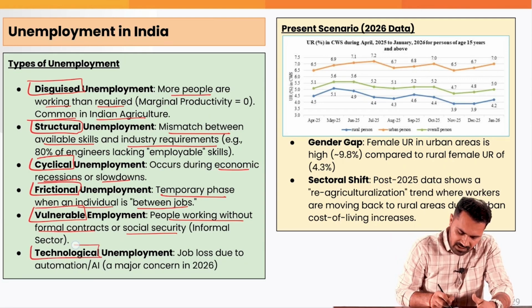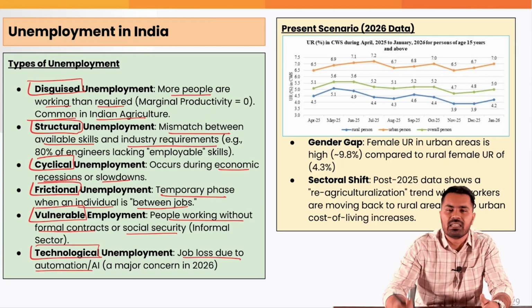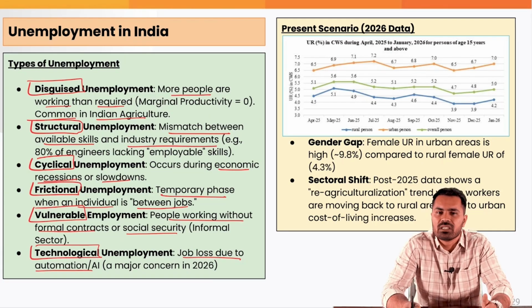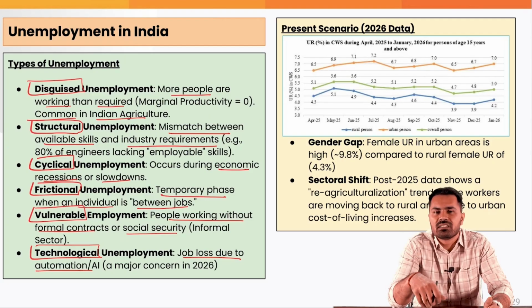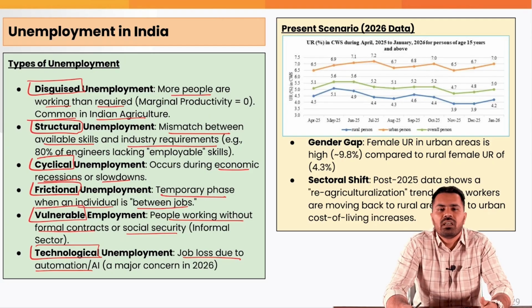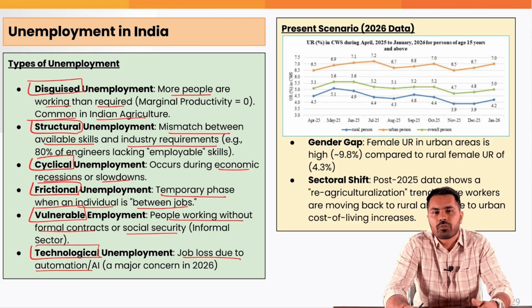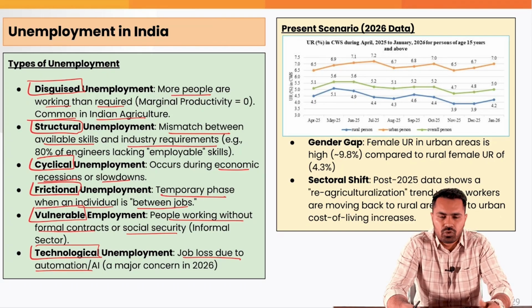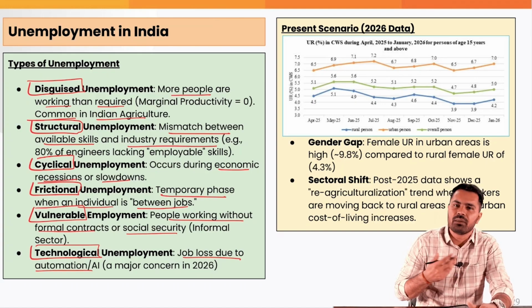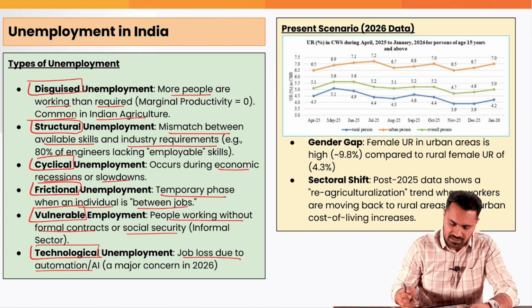And last is technical unemployment, which talks about job loss due to automation and AI, which is a major concern in today's world. A lot of layoffs are happening in the large IT industry. TCS, Wipro, HCL Tech, Infosys, even global giants like Amazon, Alphabet, Microsoft, are laying off a lot of software engineers because AI has increased productivity. The work of 10 people is now being done by one person. So a lot of unemployment is happening because of these technical reasons.